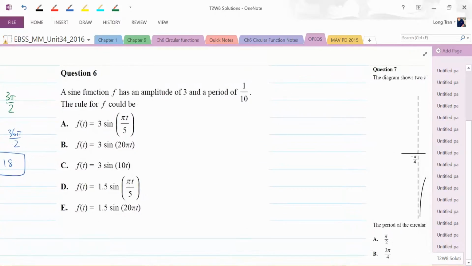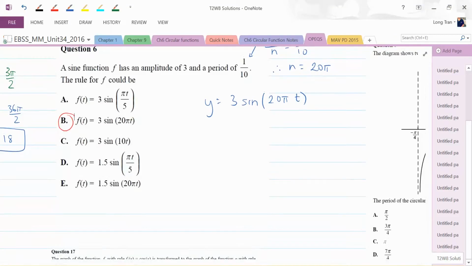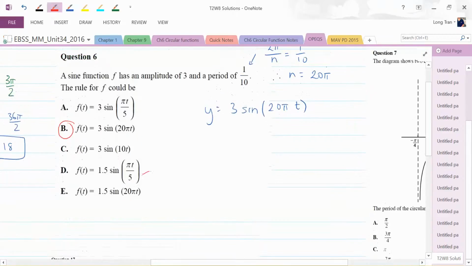This one, sine function f has an amplitude 3, and it's a sine function, and your period is 1/10. So remember the formula was 2 pi on n, and we want it to equal 1/10. So therefore n must equal, times 10 on both sides, and that gives you 20 pi. So it has to be 20 pi t. Okay, and so the only one that corresponds to that would be B. So it couldn't have been this. Amplitude's off, period's off, period's off.